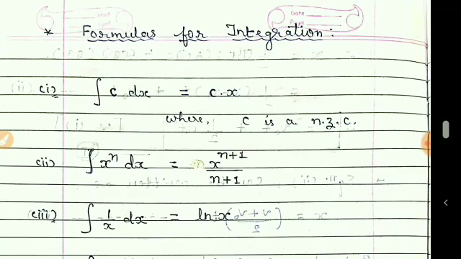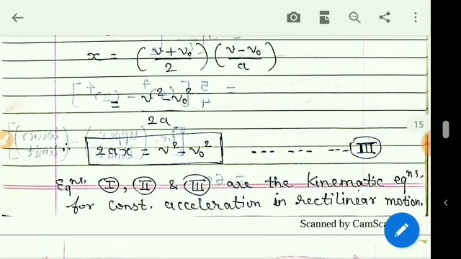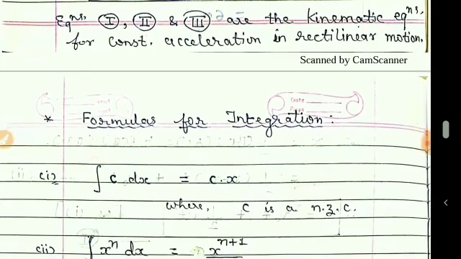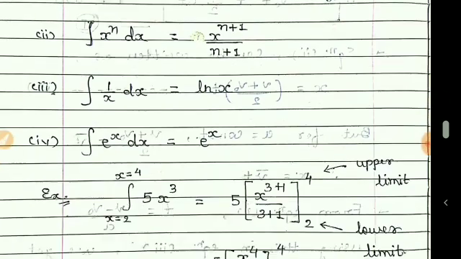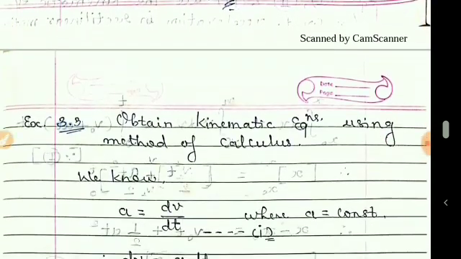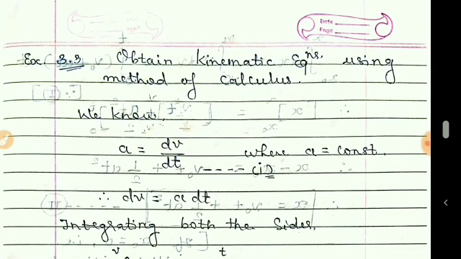Hello students, in our last lecture we studied kinematic equations and obtained three kinematic equations using the graphical method. Now in this lecture we are going to study another method of obtaining kinematic equations. This method is known as the method of calculus. Here a new type of mathematics is used.